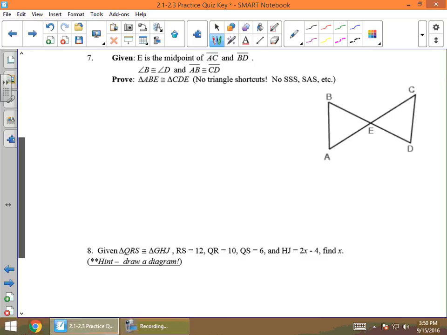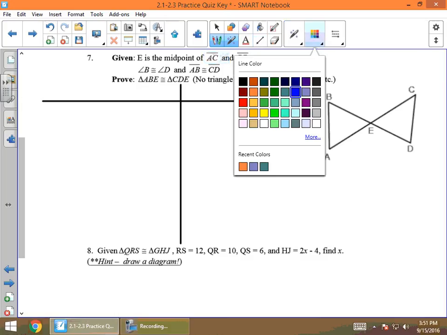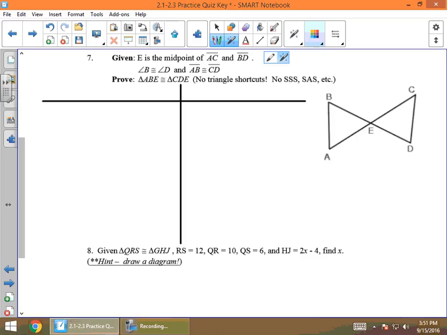Number 7 wants us to do a proof. Alright, so over here, we're going to do statements on one side. I'll do the reasons on the other side. And here we go. The first thing that I'm ever going to list, I'm going to list all the given information. So here we go.